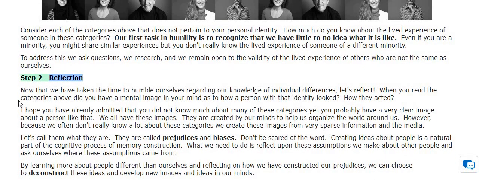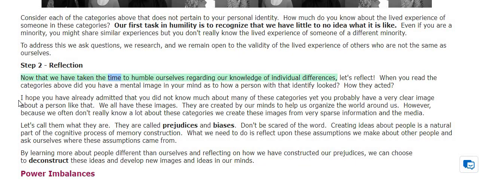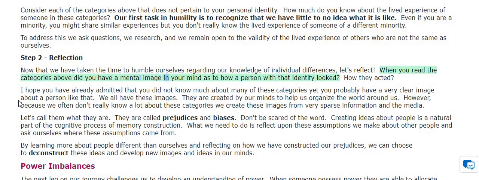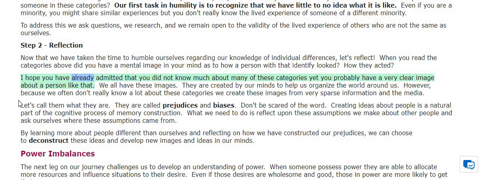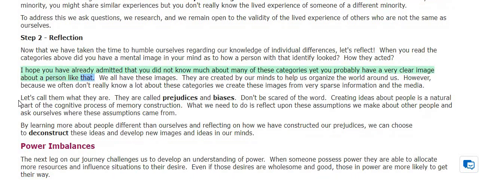Step 2: Reflection. Now that we have taken the time to humble ourselves regarding our knowledge of individual differences, let's reflect. When you read the categories above, did you have a mental image in your mind as to how a person with that identity looked? How they acted? I hope you have already admitted that you did not know much about many of these categories, yet you probably have a very clear image about a person like that. We all have these images.